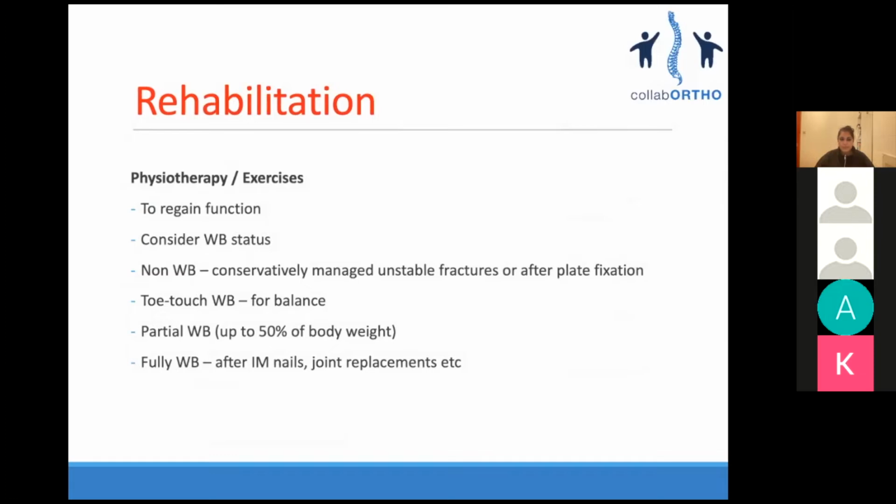Moving on to rehabilitation. So after you have resuscitated the patient, they are now stable, you reduced the fracture and restricted them either conservatively or surgically, you then want to start the rehabilitation process. So that could be through exercises that you give them or a physiotherapist gives them. And the aim of this is to regain function. Depending on where the fracture is, it's very important to consider the weight-bearing status, of whether they can put complete weight through it. That's usually after intramedullary nails or joint replacements, of whether you want to restrict their weight bearing.